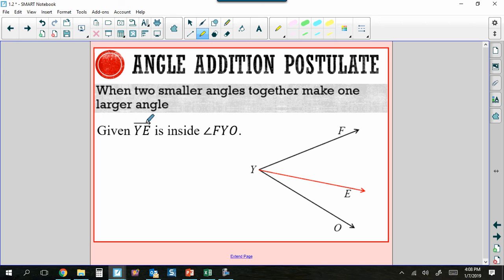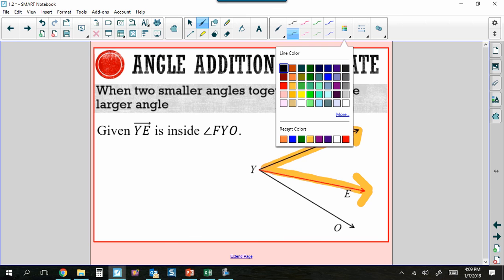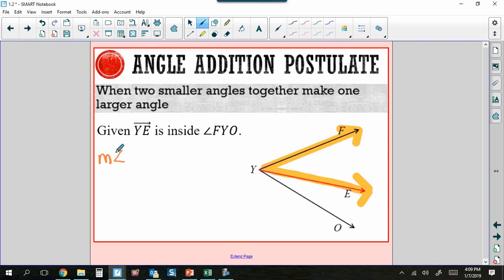So you can see here that ray YE is located inside of angle FYO. By drawing that ray, you are making new angles. Right here you have angle FYE. We can't name it with just Y because you have multiple angles using the vertex Y. So we're going to say the measure of angle FYE. Would you say that's a part or a total? I would say that it's a part. It's a part. And then you also, by drawing this ray YE, are making this new angle, angle EYO. I think that's another part.